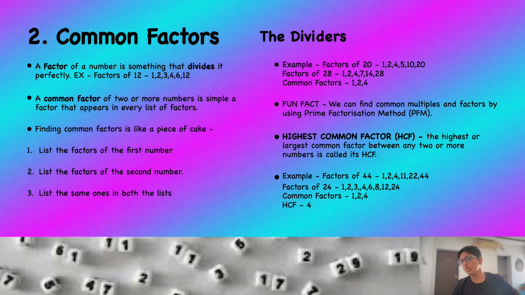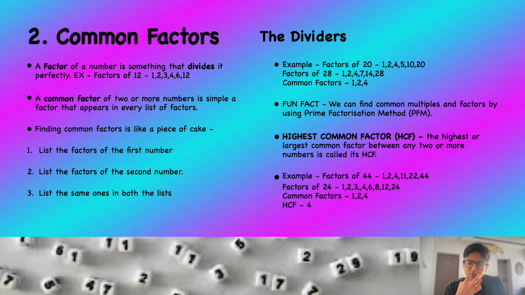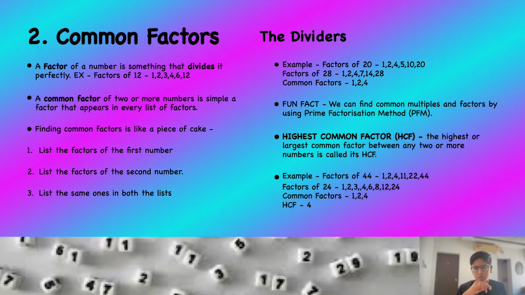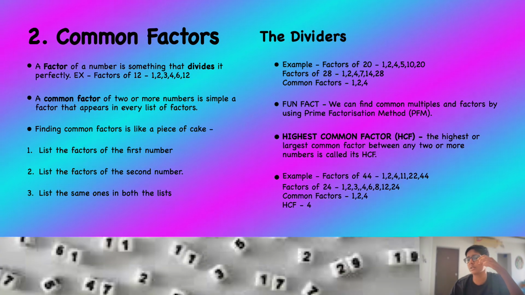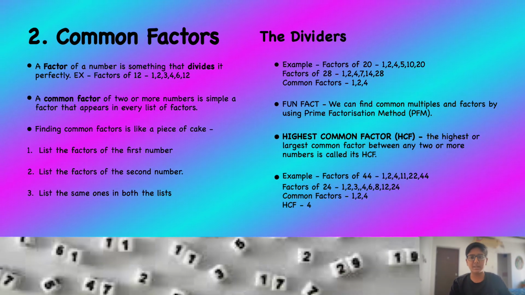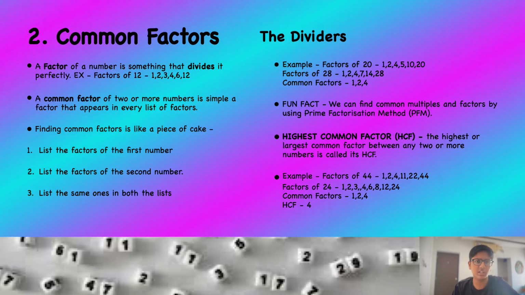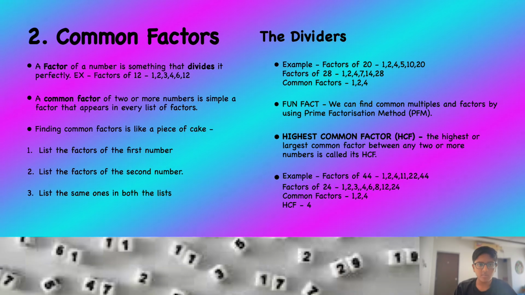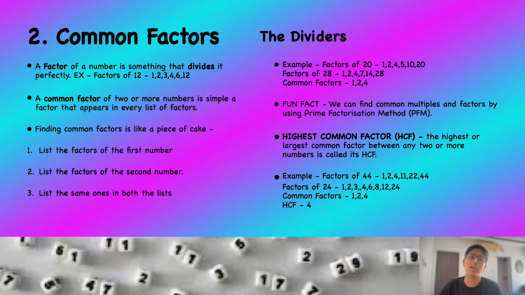Now let's move on to the second topic of this chapter, common factors. Common factors are like the opposite of common multiples. Common factors are dividers, whereas common multiples are multipliers. First, we need to know what a factor means. A factor of a number is something that divides it perfectly. So it's a divisor. For example, the factors of 12 are 1, 2, 3, 4, 6, and 12.